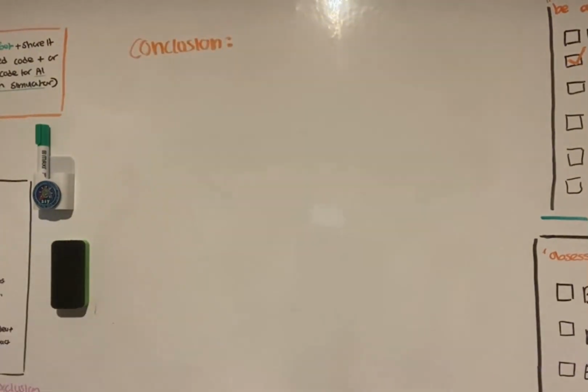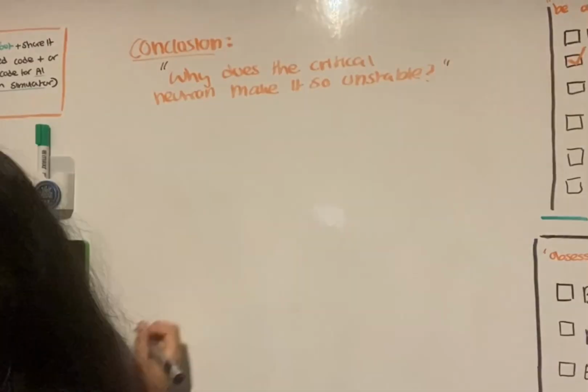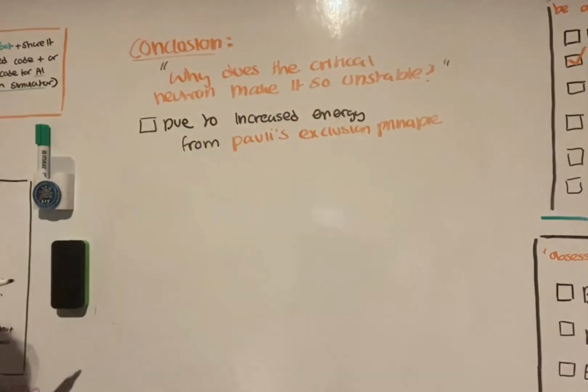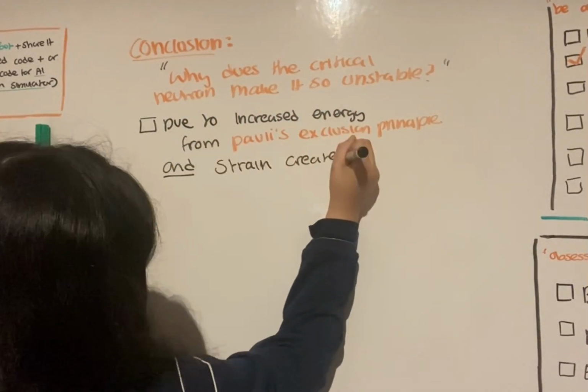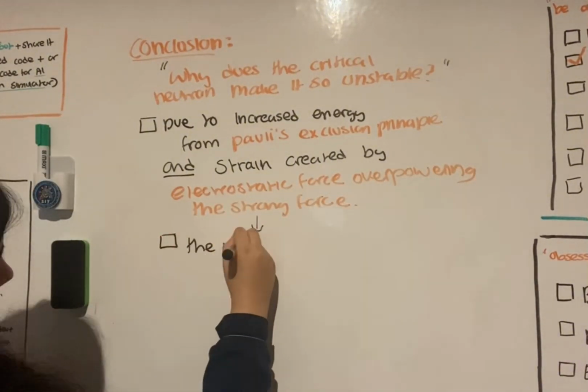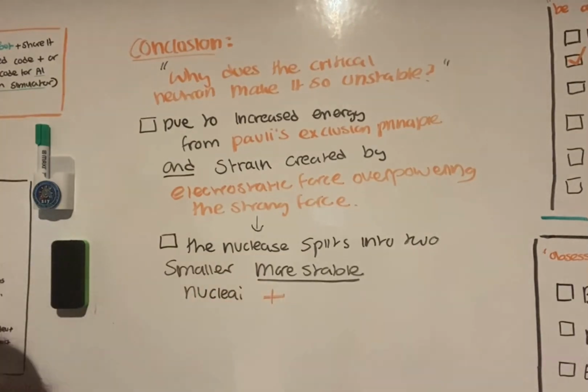So in conclusion to the question of why the critical neutron makes the isotope so unstable, due to the increased energy from Pauli's exclusion principle and the strain created by electrostatic force overpowering the strong force, the nucleus splits into two smaller, more stable nuclei, plus 2 to 3, depending on the element, neutrons, and an energy release.